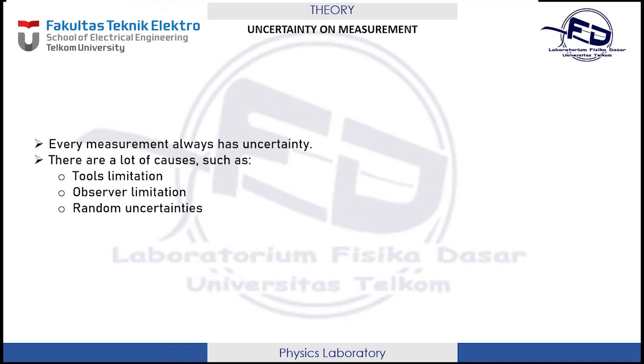Tools limitation. There is always the lowest scale value, bad calibration, and friction between moving parts that cause uncertainty in every measurement. Second, observer limitation. As human beings, we are all limited, so there will never be a precise measurement done by humans. Third, random uncertainties such as electrical voltage that change every single time.